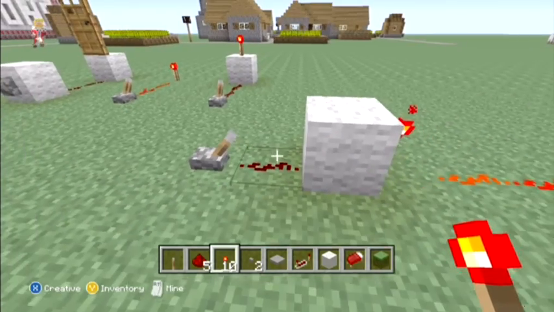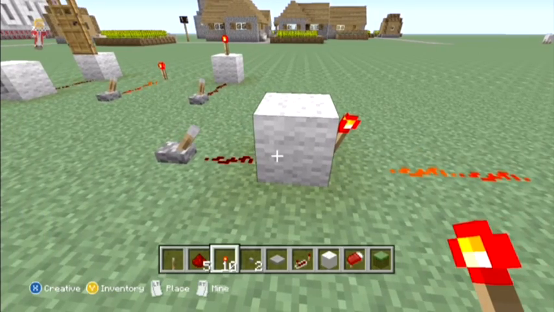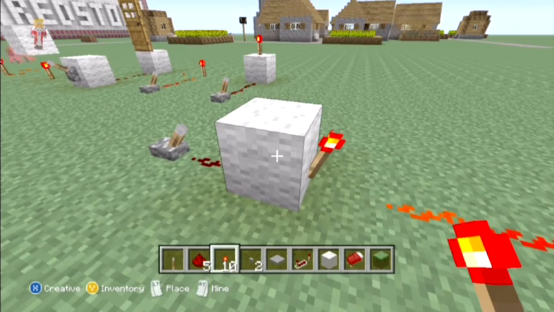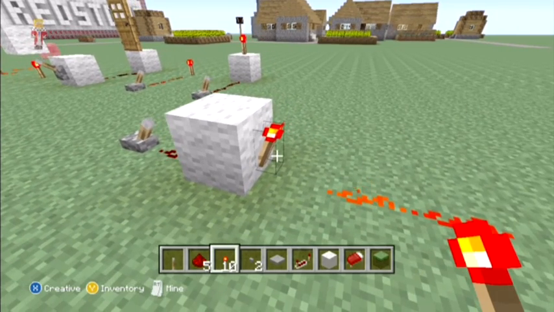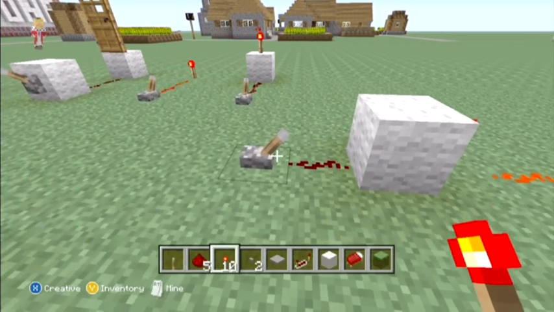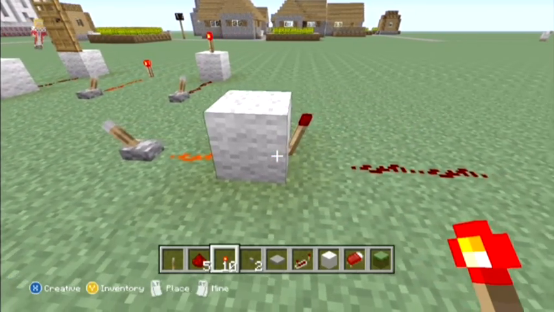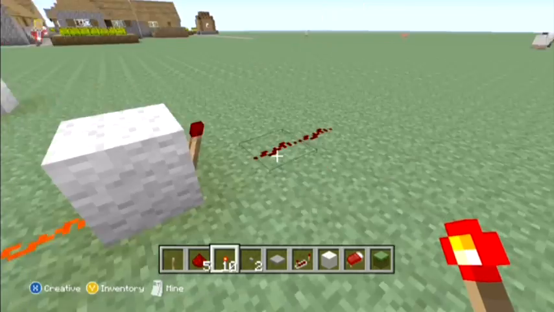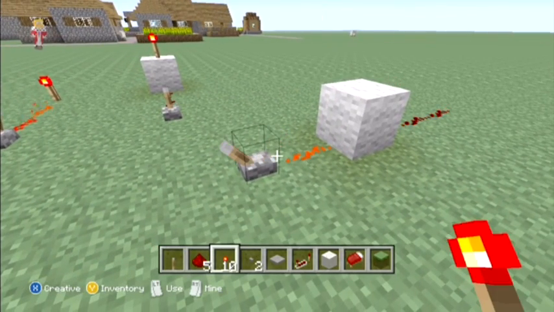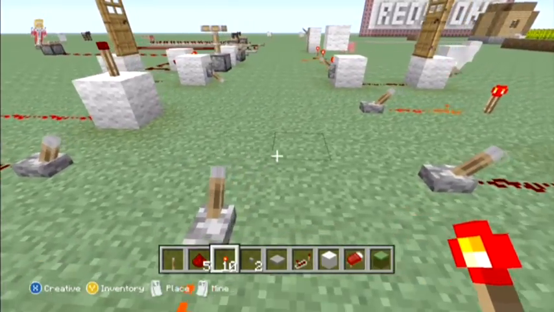The more common layout for an inverter is this, where the block is then connected to a redstone torch and then the signal out. So when we turn the signal on, it inverts the output, turning it off. So when the switch is off, the output's on. When the switch is on, the output is now turned off.